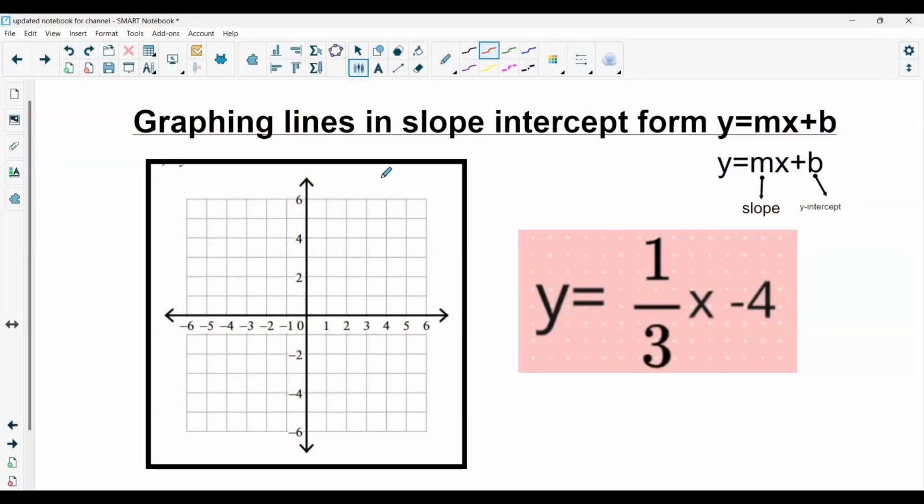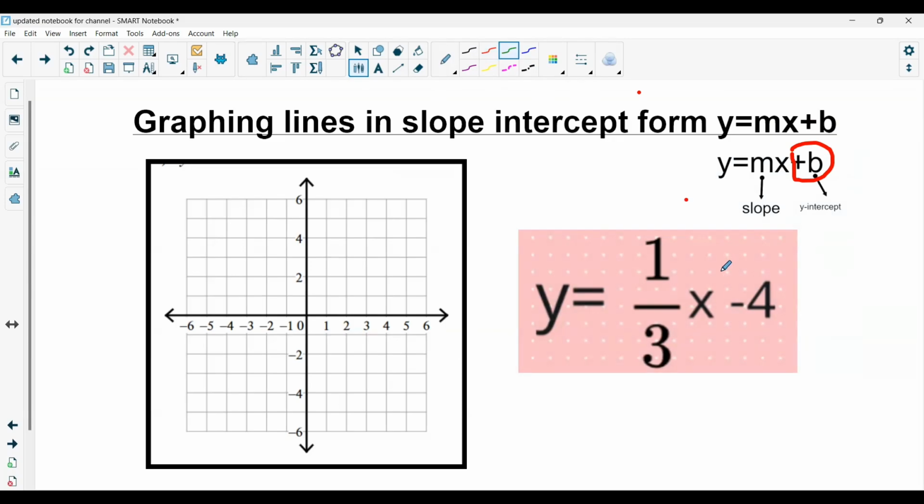Everyone, welcome back. In this video, we'll be working on graphing lines in slope-intercept form, and we'll be using the formula y equals mx plus b. We're always going to start with the b in the back, which is our y-intercept. This is where we will always begin. We begin in the back. You see how all those words start with the letter B? We begin with the number in the back.